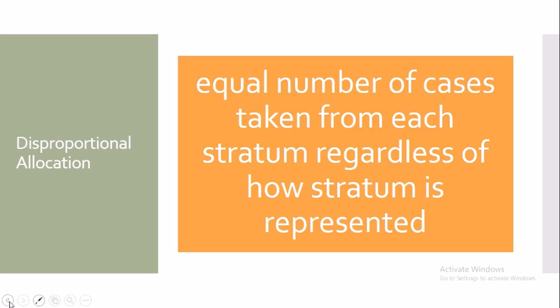If you have a sample size of 3 and 3 groups, what you do is take one member from each group. From the first group you take one, from the second group also one, from the third group also one. So an equal number of units are selected from each group. Okay, so that is disproportional allocation.